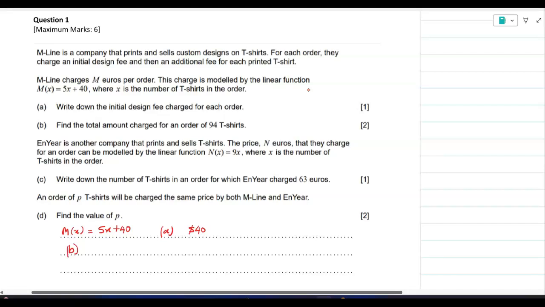Find the total amount charged for an order of 94 t-shirts. Substitute x as 94. No, you just put your x as 94 now. So 5 into 94 plus 40. You can do it on any calculator. I'm ready. 5 into 94 plus 40. So if I did this, 510.